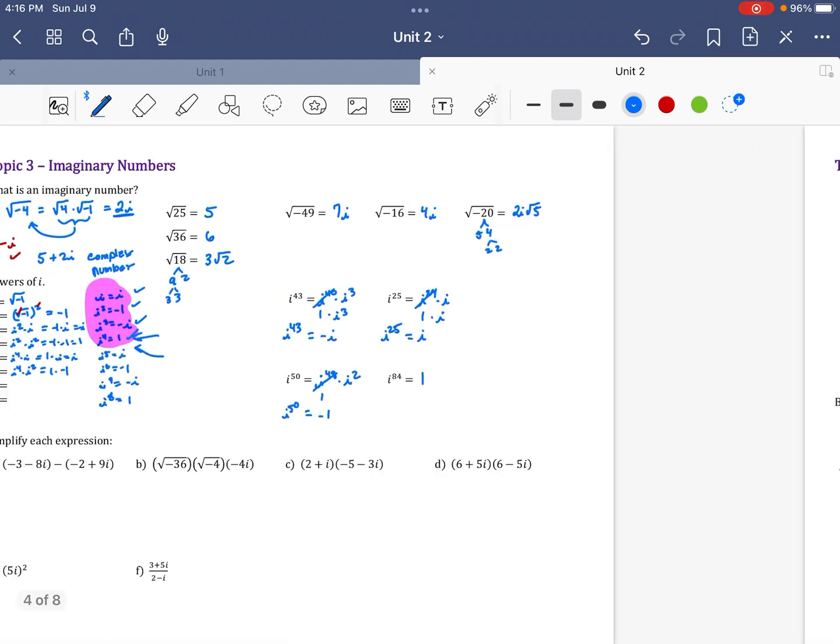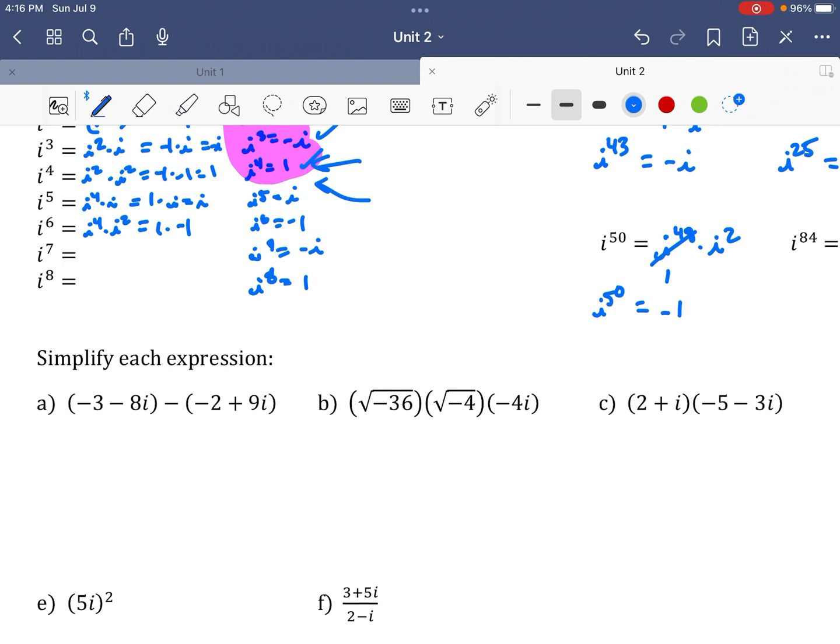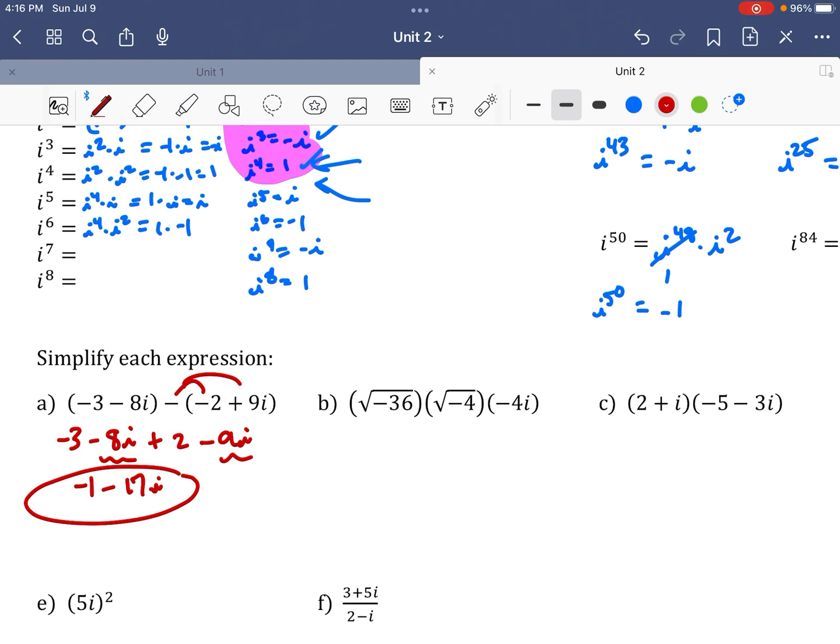So also with i's, or with imaginary numbers, you have to simplify expressions. But they work just like variables. So like, look down here. I have negative 3 minus 8i. I can drop these parentheses and that doesn't do anything. For this negative, I distribute this. I get plus 2 and then minus 9i. So let's combine like terms. I get negative 3 and positive 2. Those are my real numbers. So put them together, I get negative 1. Then I have negative 8i minus 9i, so minus 17i. So there we go.